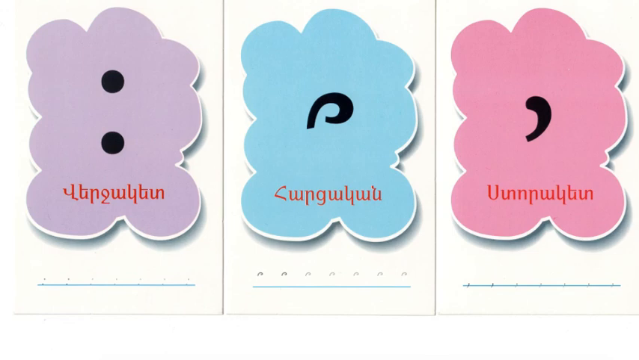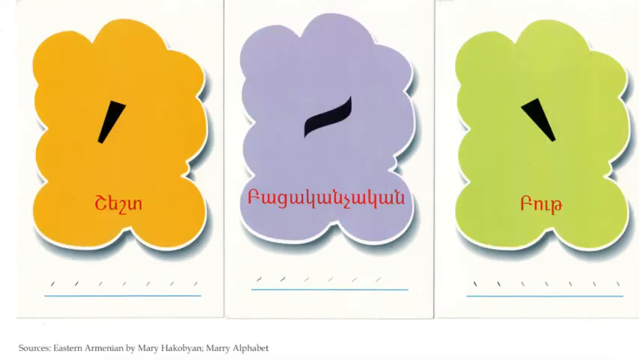Here are the punctuation marks with Armenian names. Verchaket, the period. Hartsakan, question. Storaket, comma. Next is shesht, stress. Batsakanchakan, exclamation. Boot, same as colon.